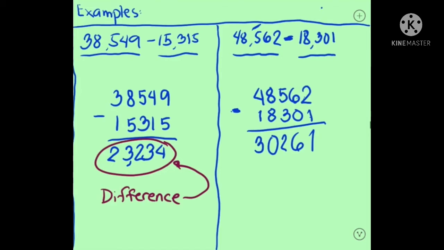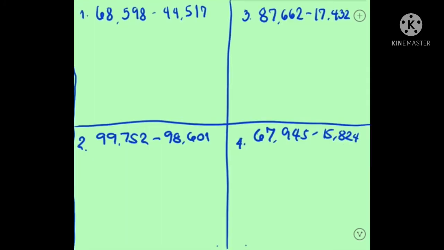That is 3. Now, where do I put my comma? Between 0 and 2. Good job. So this is now our answer. Can you read our answer, please? 30,261. This is again what we call the difference. Okay?